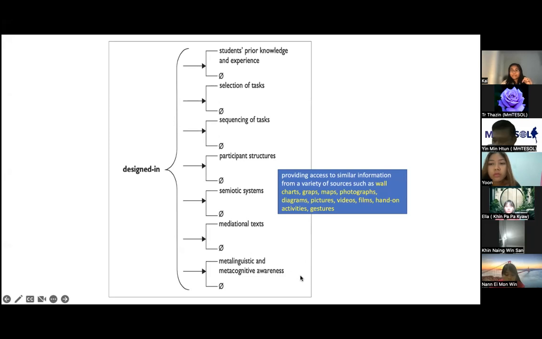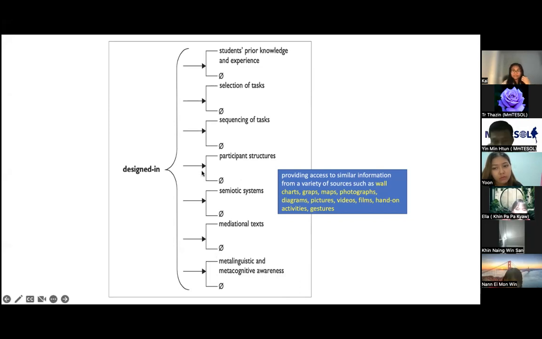Metacognitive awareness here means helping the students remind themselves how to think. For example, at the end of the lesson, we can ask the students, how did you work it out? Which idea helped you to figure it out this way? So students can recall the way that they used to get this idea.